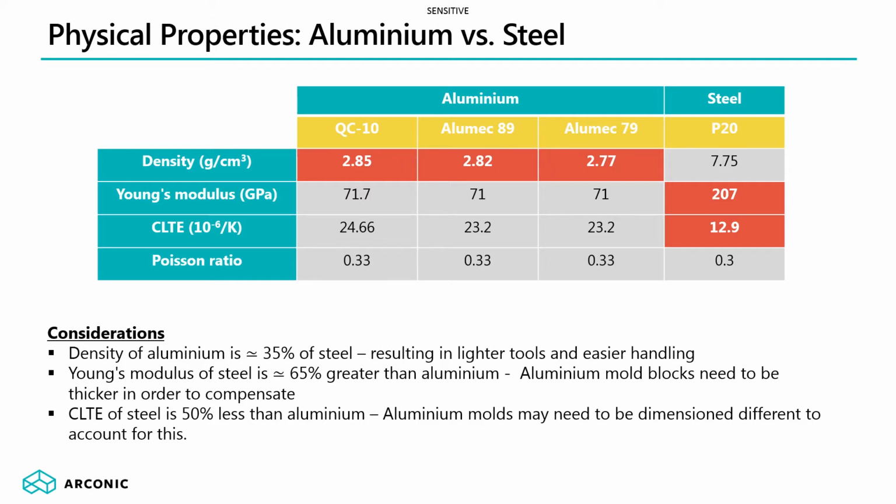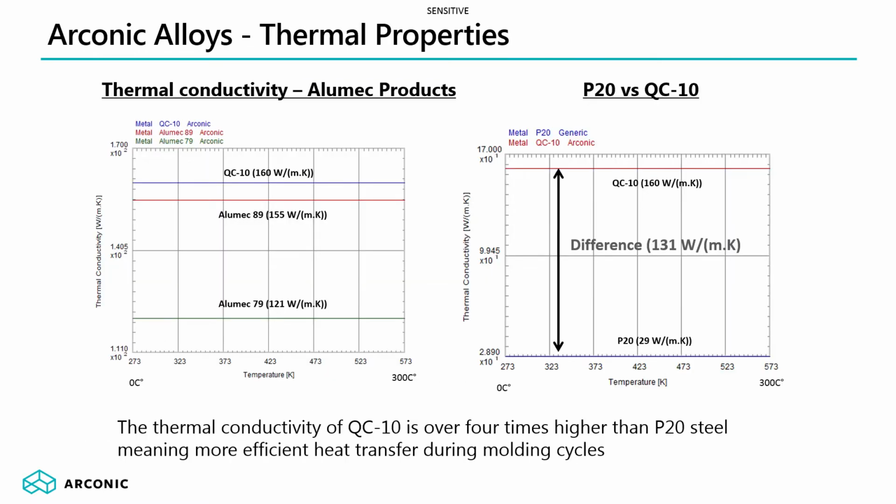Coefficient of linear thermal expansion. In steel, the coefficient is 50% less than in aluminium, which means that aluminium moulds may need to be dimensioned to account for this. And perhaps most significant is thermal conductivity. The thermal conductivity of QC-10 is over 4 times higher than that of P20 steel. This means that you'll get a more efficient and more uniform heat transfer rate during the moulding cycle.